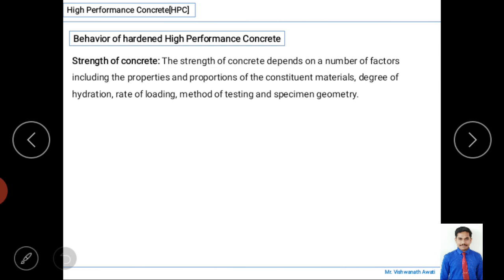Here, strength of the concrete, we are not testing on the site, right? Many times, in many places, we are testing in the form of a cube. So when we are testing the cube, we have to take care about it. Why? Because specimen geometry and method of testing are very important, and even the rate of loading. So that's what it depends on, many factors, and I'll repeat again, it mainly depends on the properties of the materials, proportion of the materials, degree of hydration, rate of loading, method of testing, and specimen geometry.